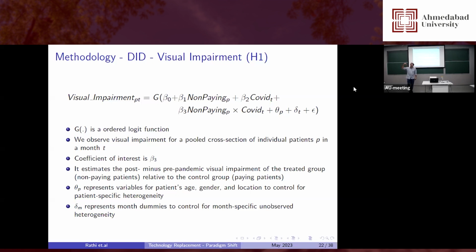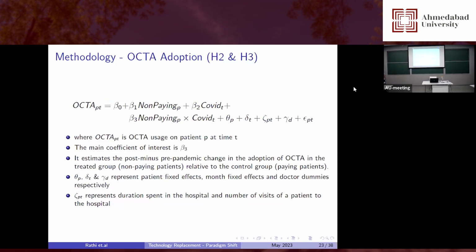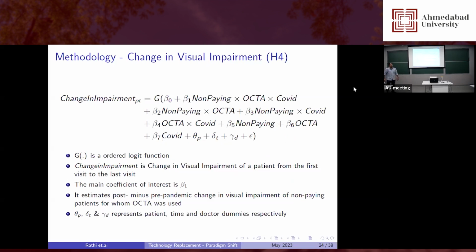The non-paying group, remember, they have to traverse a long distance from the villages to show up at the hospital. So the opportunity cost for them is extremely high. That's why we took them to be the treated group. So this was our first estimation. The second one was whether OCTA usage went up or not. The third estimation was the welfare gain: the change in visual impairment when they are entering the system and when they are exiting the system. When a certain treatment regime is finished, what is the gain in eyesight in real numbers?